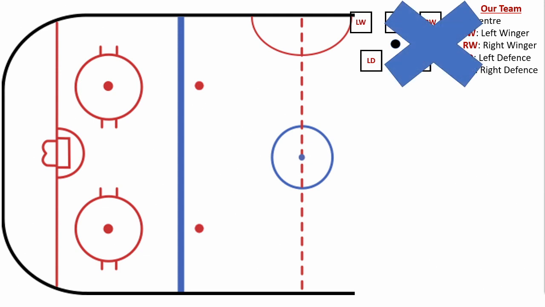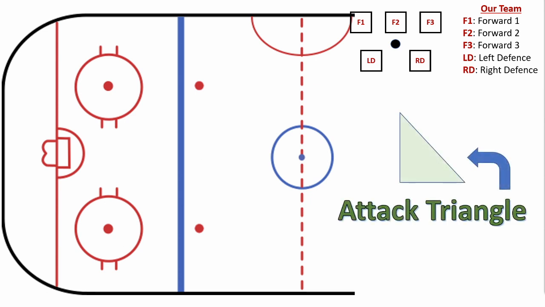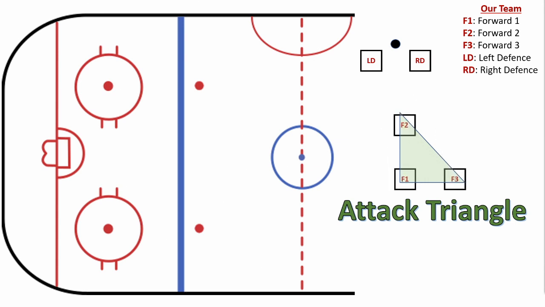In the offensive zone, we're actually going to end up with our two defense, our left and right, but then three forwards. And the reason we do that instead of having a left winger, right winger, and center is because of this guy called the attack triangle. Now, the attack triangle is the positioning that your forwards are going to have. So each forward should be at a point of that triangle, and the forward line should try to always stay in position and always have that triangle in existence. It can stretch and spread a little bit, but always have that triangle.